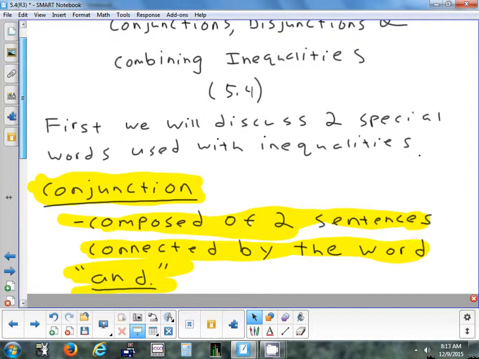So on your notes, you want to write down a conjunction. It's two sentences connected by the word and. And remember, in math, when we talk about a sentence, it doesn't have to be like a sentence you'd have in English. This is a sentence in math. X is less than 2. So it's two mathematical sentences, just like that, connected by the word and.